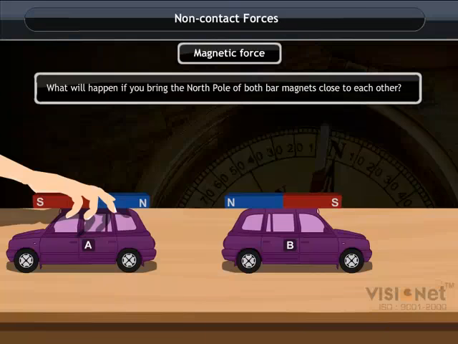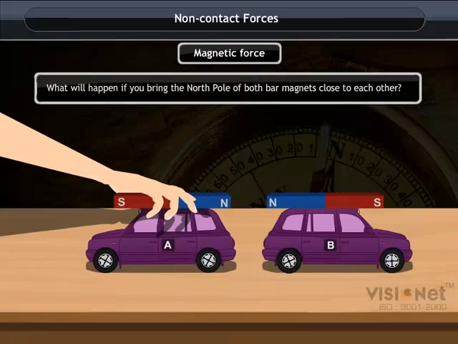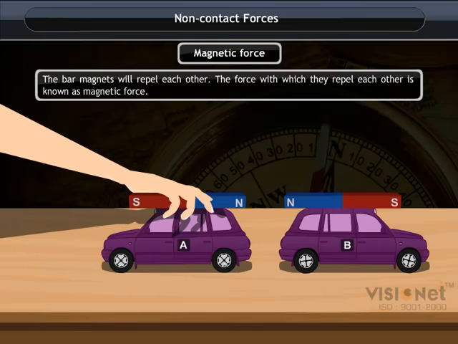What will happen if you bring the North Pole of both bar magnets close to each other? The bar magnets will repel each other. The force with which they repel each other is known as magnetic force.